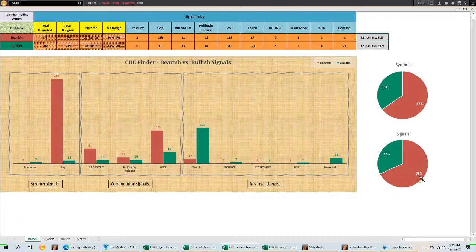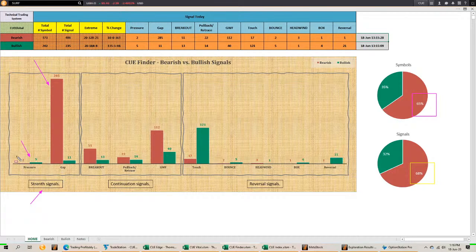Today is also bearish. 68% of the signals and 65% of all the symbols in my symbol list that has 1000 plus symbols, they are bearish. And you can see earlier I showed the finder graph from yesterday, and this is the finder graph from today. Both are bearish, though yesterday was more bearish. And if you look at the different categories of signals, strength signals, very bearish today in terms of gap downs.